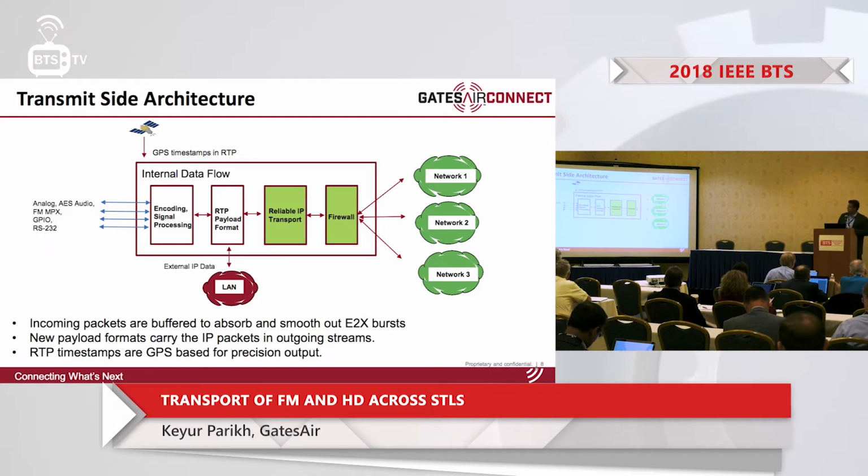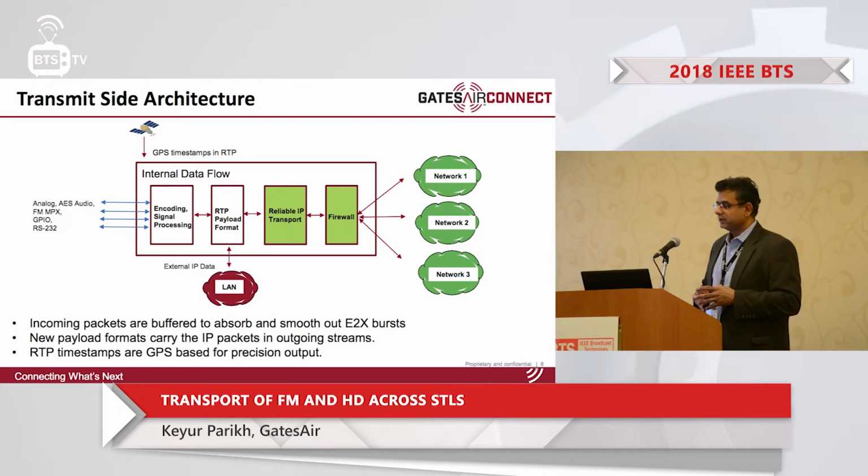So this slide here shows you the internal data flow diagram of our encoder, or the transmit side. The signals are captured, encoded, and then formatted in the RTP payload. During the capture process, the GPS timestamp is also captured, and associated at the capture instance with the first sample of the packet. Now that GPS timestamp flows through all the blocks of the encoder and all the blocks of the decoder to provide the precision delay for this stream at the output of the decoder.